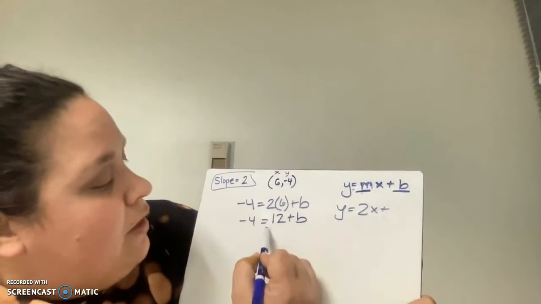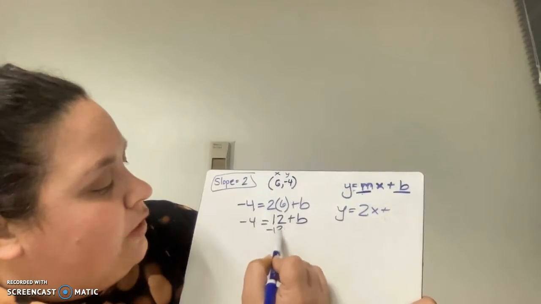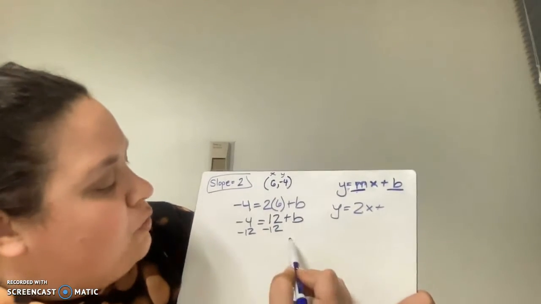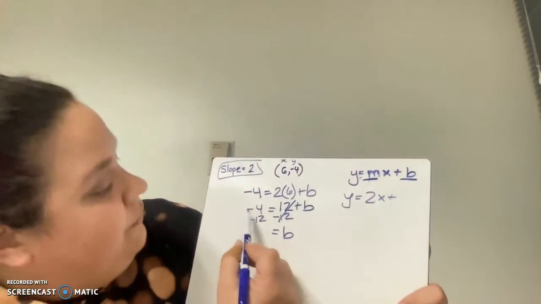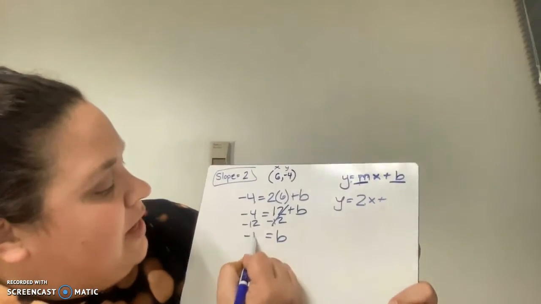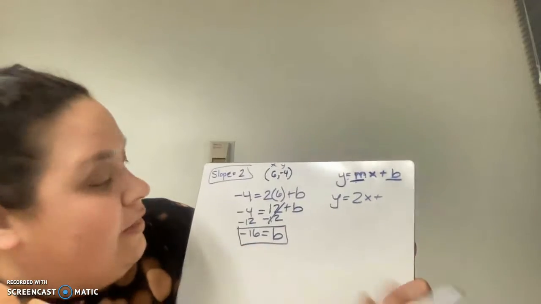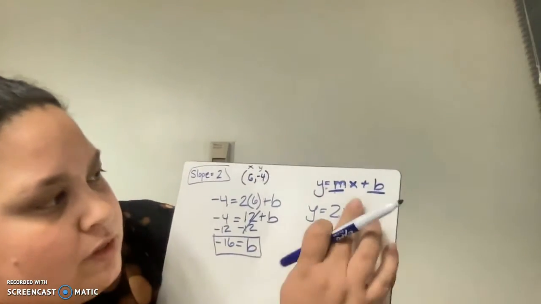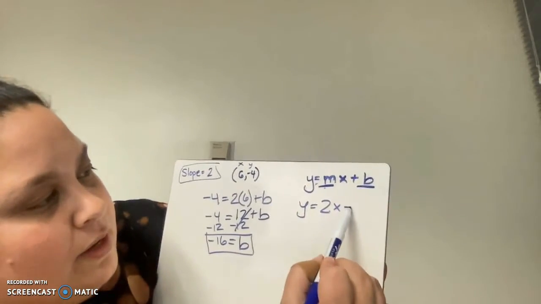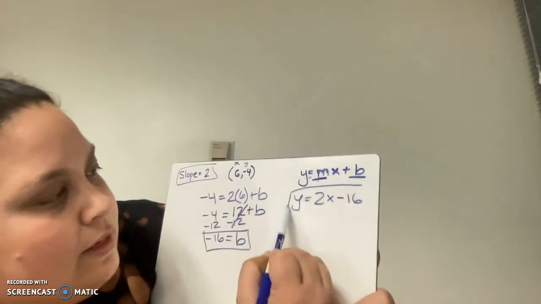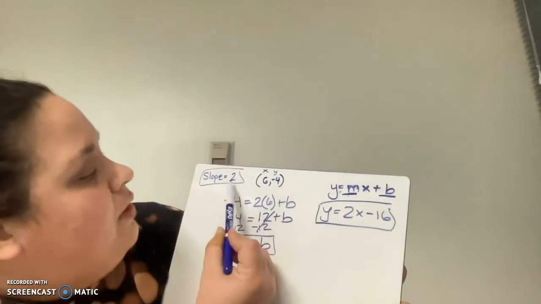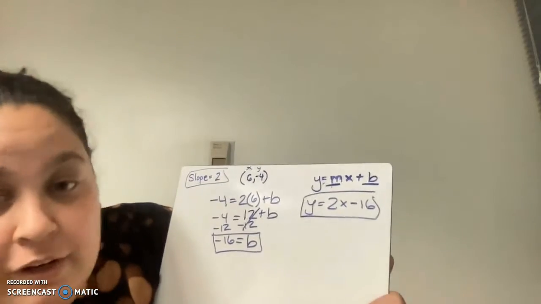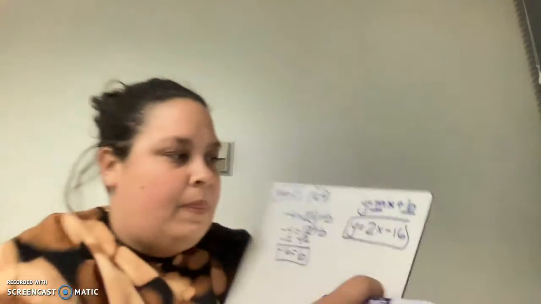Again, I want b by itself. I need to get rid of this, so I'm going to subtract 12 and subtract 12. 12 minus 12 is 0, so that will end up with b. And -4 minus 12 will give me -16. This now tells me what my b is, so I can just come over here and I can put -16. And this is my answer. That's my equation, because I have my slope and then I have my y-intercept. Okay, so again, keep in mind, I can do that same thing.